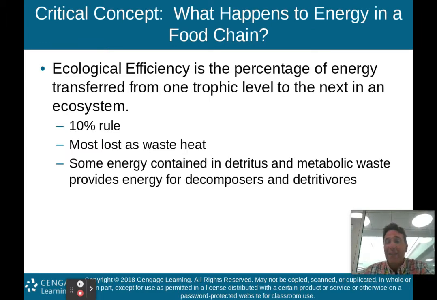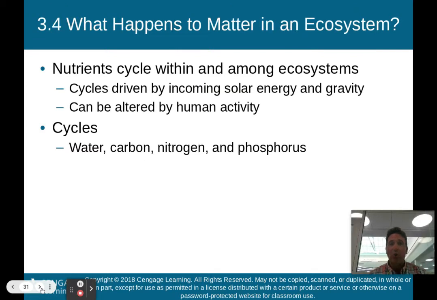And what did I say in part 1? Most of that energy is lost as waste heat. Now, some of the energy contained in detritus and metabolic waste will provide energy for decomposers and detritivores. But again, most of the energy here is lost as waste heat. So something to think about. Again, I told you it was important in part 1, that pyramid, that 10% rule. Definitely understand that rule.